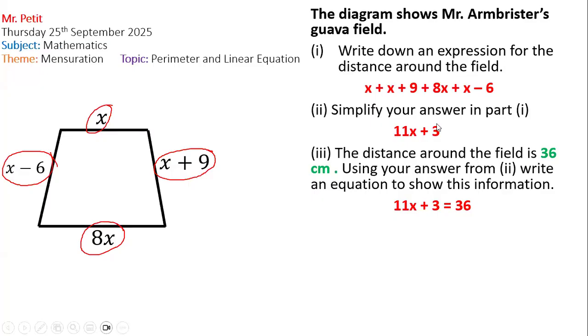So basically, we have an algebraic representation of the perimeter, which is 11x plus 3. That's the simplified algebraic version. But they gave us the numerical version of the perimeter, right? Its numerical value, which is 36. So if this is an expression for the perimeter, and this is the numerical value for the perimeter, then those two must be equal to each other. So we have 11x plus 3 equals 36. And this is the equation.